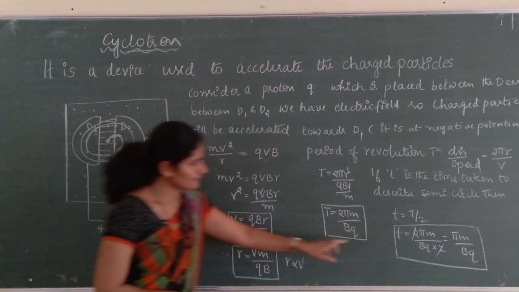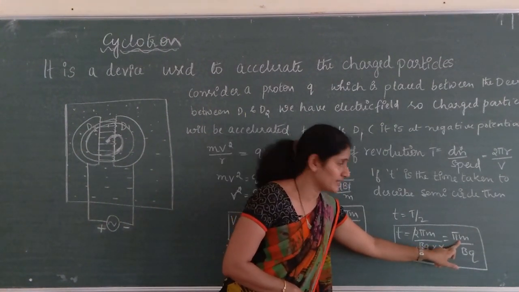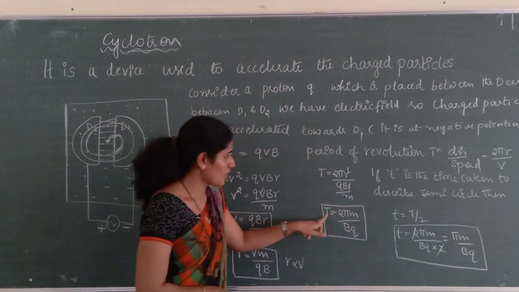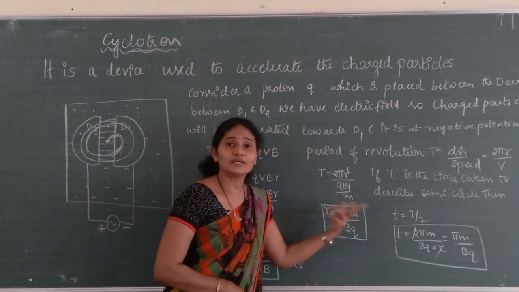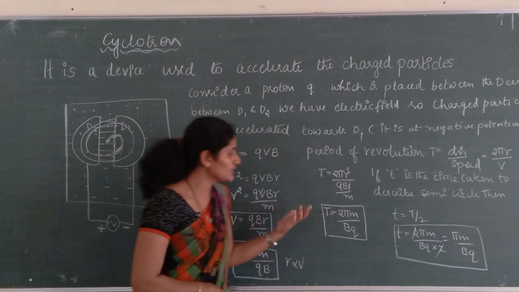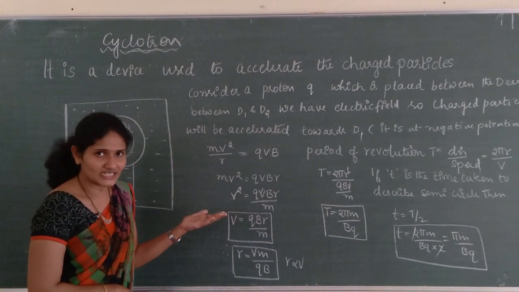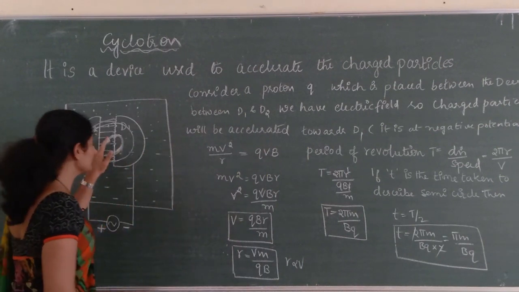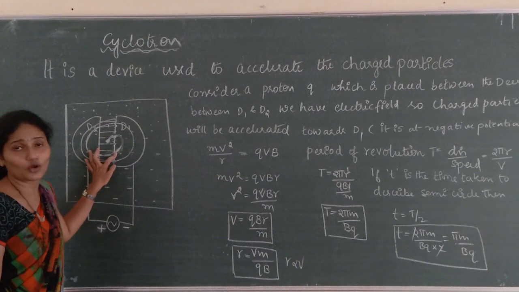So, this T is independent of velocity and it is independent of radius, right. This time period, or small letter t, is independent of velocity and independent of radius. That means, as velocity increases, radius increases, but the time taken by the charged particle to describe this semicircle will not change.